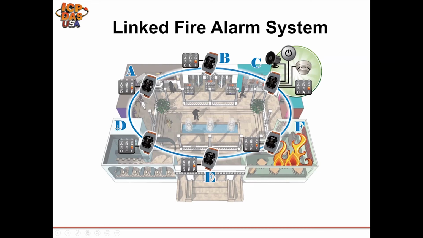In this example, there's a fire in Zone F. So the WISE module alerts the other modules with its P2P function. Upon receiving the message, the WISE module in each zone illuminates the warning light for Zone F. So you can see in each zone, the light for Zone F is illuminated.